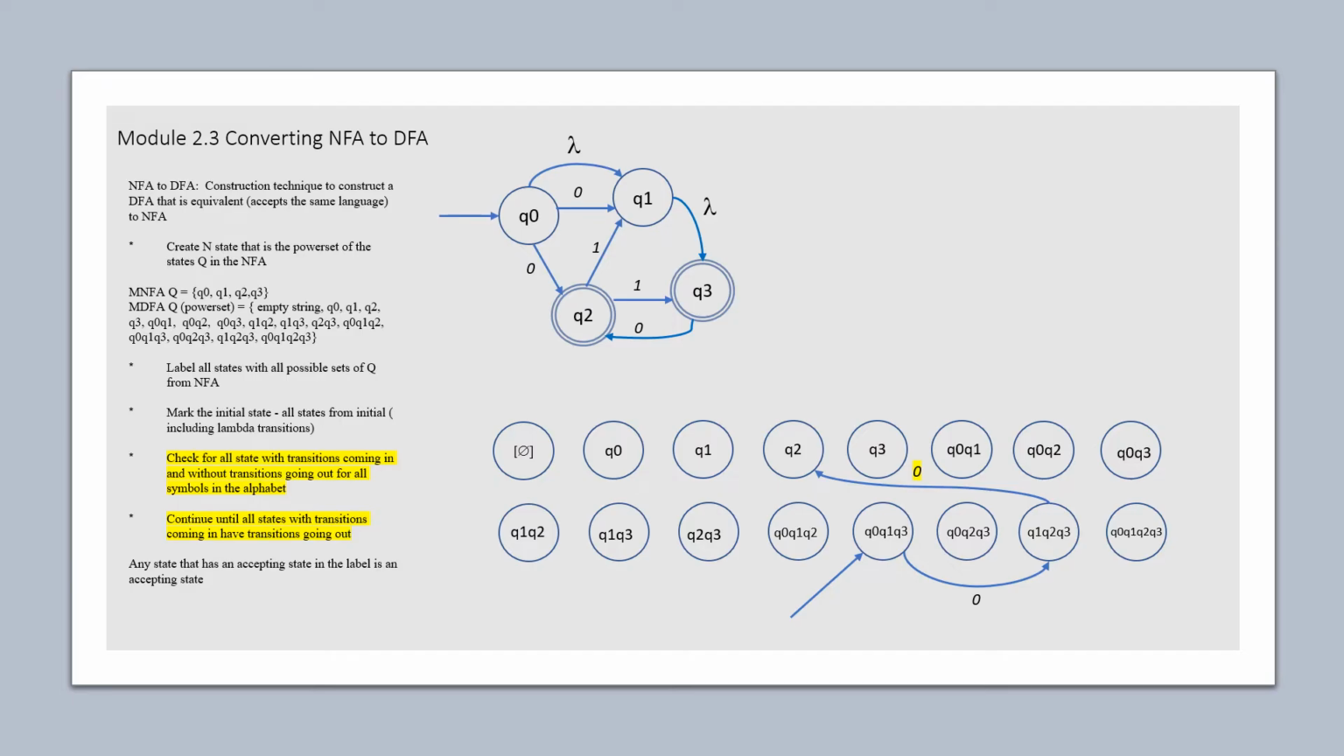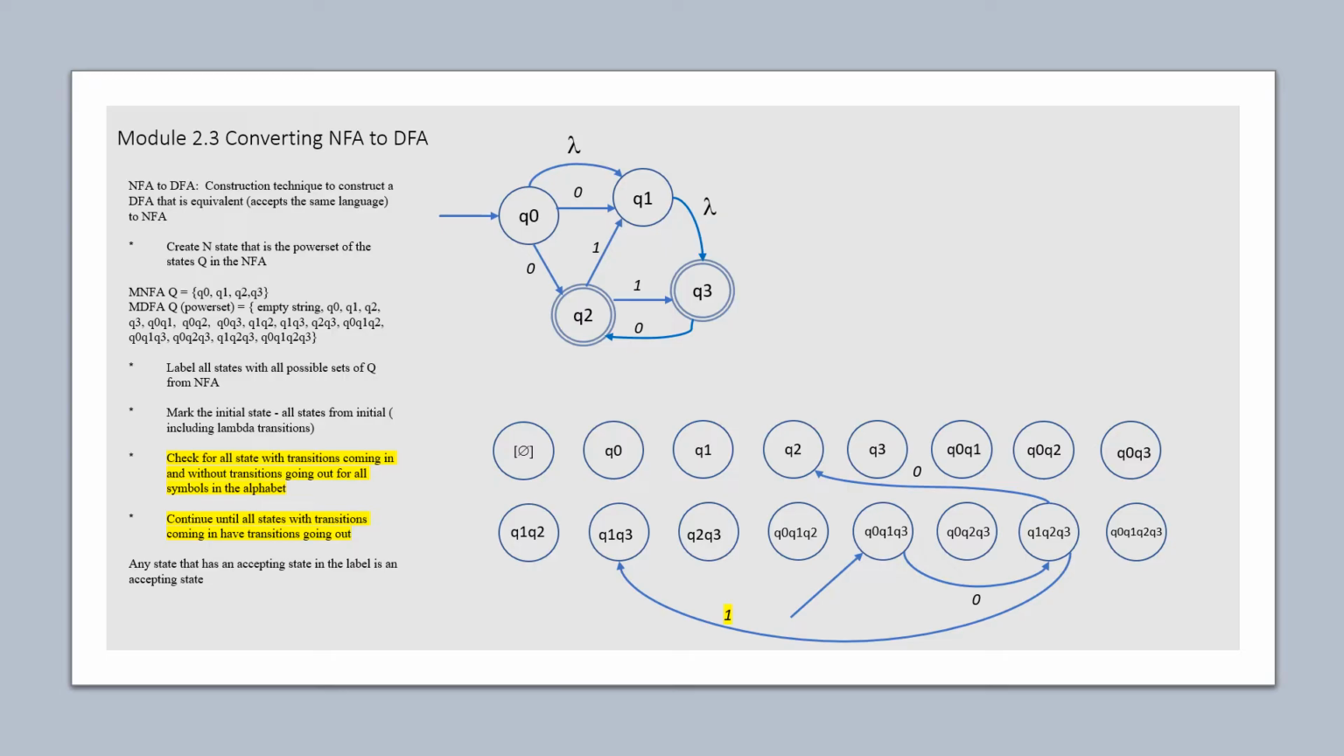From Q1, Q2, Q3 with a 1: Q1 with a 1, nowhere. Q3 with a 1, Q2 with a 1. From Q1, Q2, Q3 with a 1, you can get to Q1, Q3. So we have that. With a 1, you can get to Q1, Q3. That is correct. All right, so now we have transitions going into Q2 and transitions going into Q1, Q3.